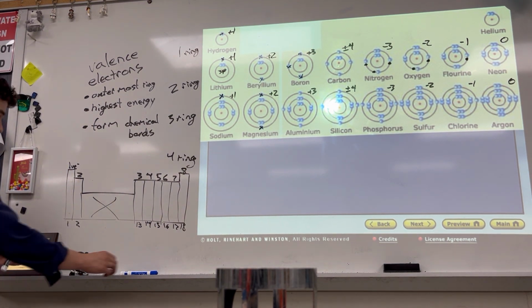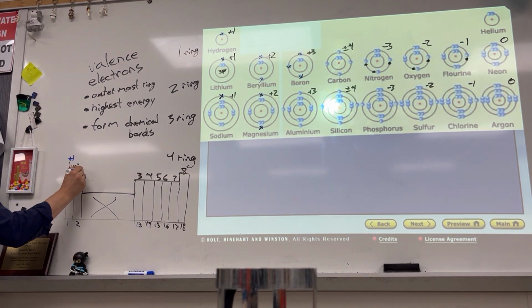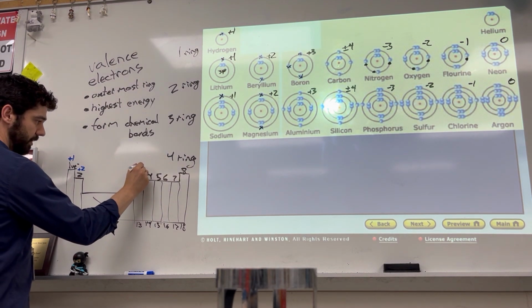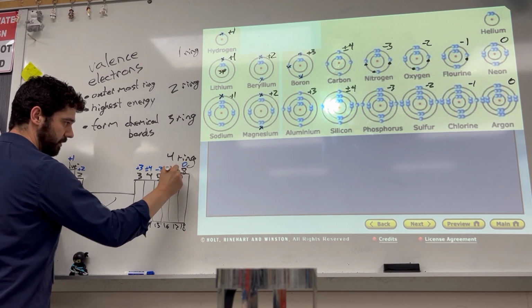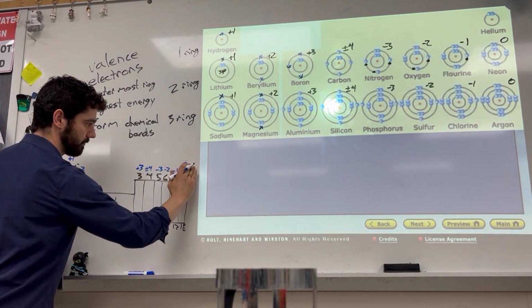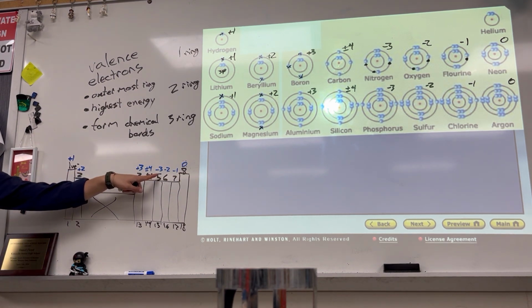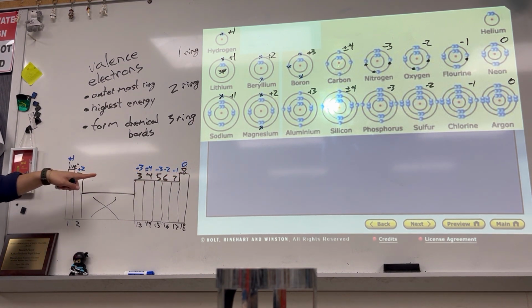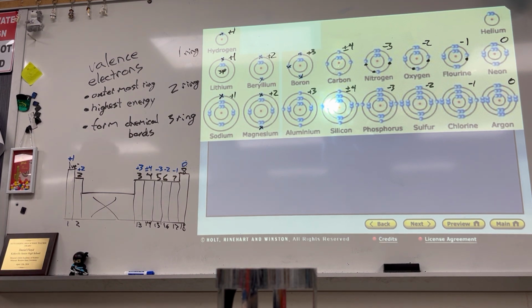So if I were to add that onto my little chart here, maybe in a different color, +1, +2, +3, plus or minus 4, -3, -2, -1, 0. Okay, so in black I put the number of valence electrons the neutral atom has. And then in blue I put what charge it becomes when it becomes an ion. Okay, questions?